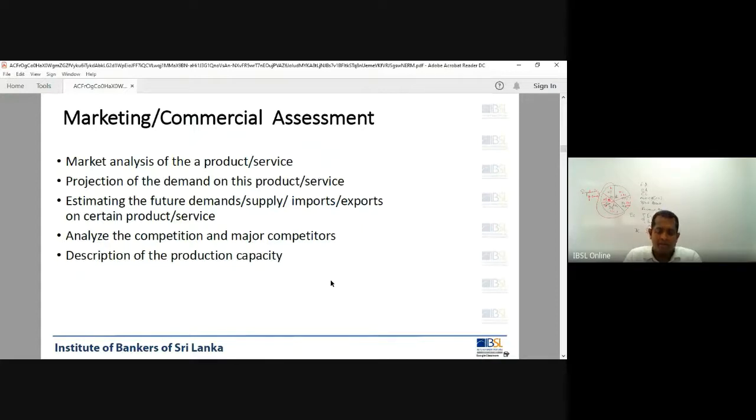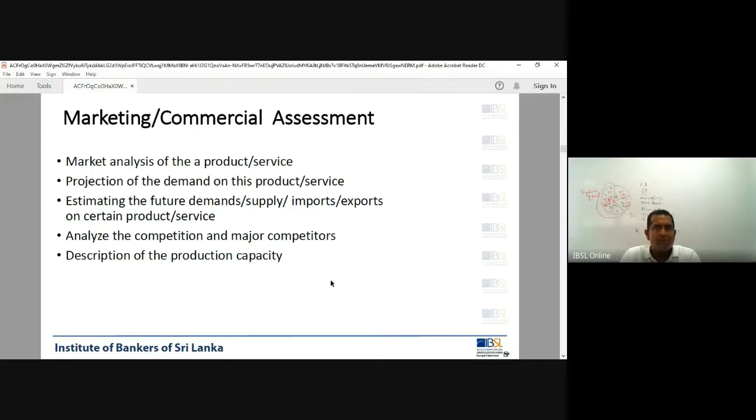Now, 97, 2007, 10 years, 13 years gone. No, 23 years gone. How many McDonald's outlets do we have in the country? 10, 15, something like that, 10. So the market is very different. You have to identify the market, project the demand.